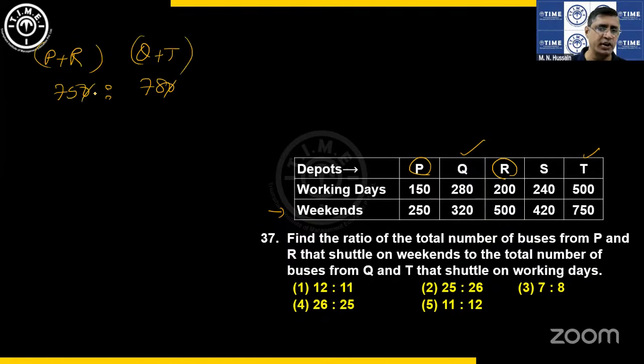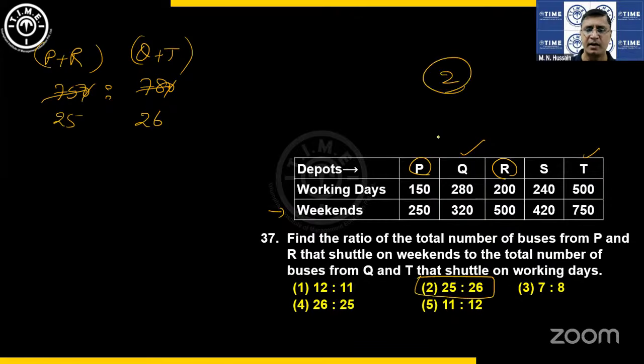Of course, 0 and 0 get cancelled. What is the next? 3, 25 times, 3, 26 times. And what is the answer choice? Option 2. Second choice is the right answer. Answer choice is 2.